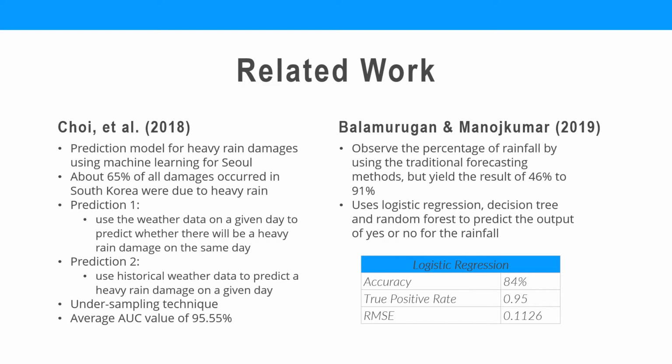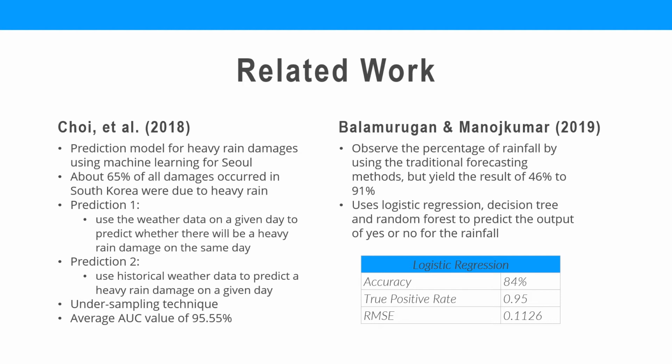First is to use weather data on a given day to predict whether there will be a rain damage on the same day. And the second is to use historical weather data to predict a heavy rain damage on a given day. Another sampling technique was also used to help balance the unbalanced data, and they have achieved an average AUC value of 95.55%.